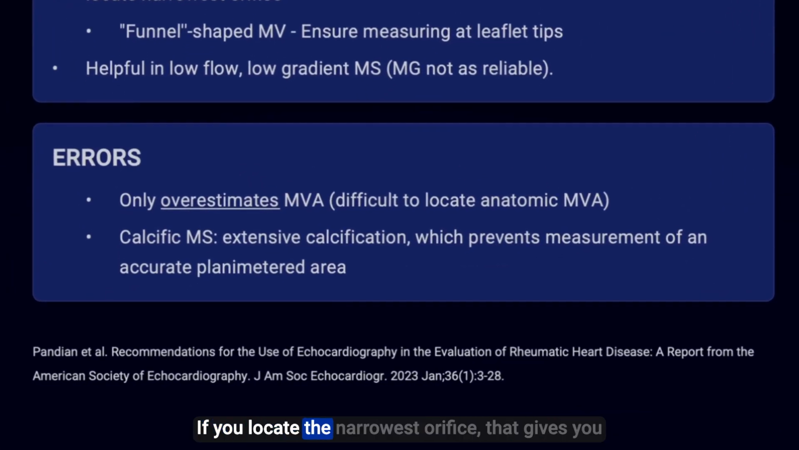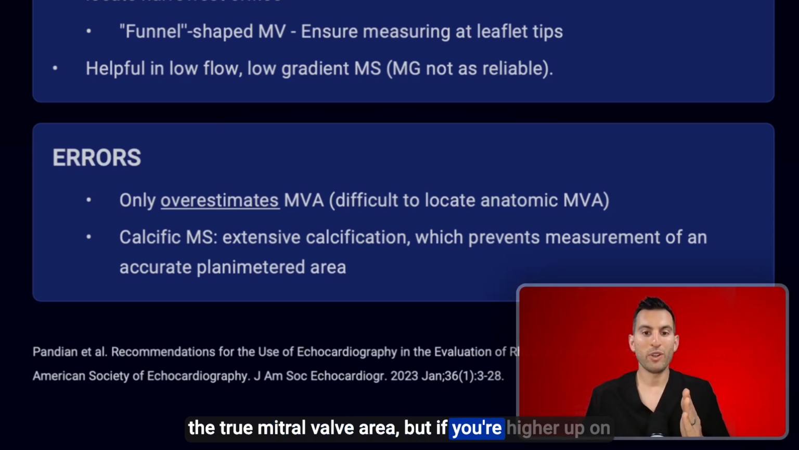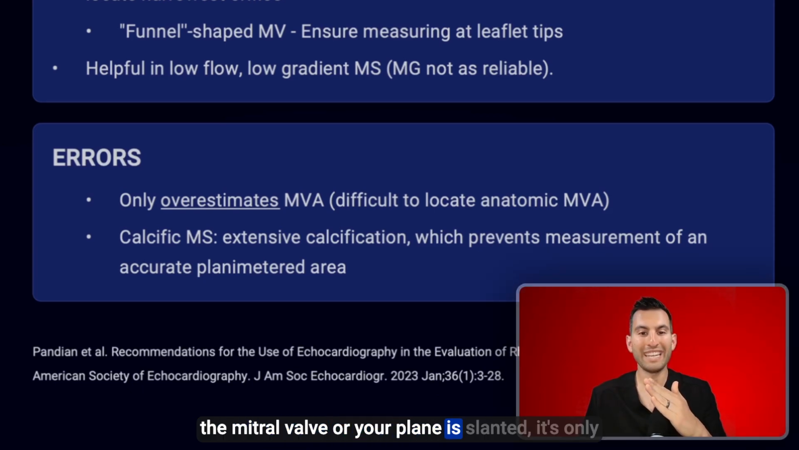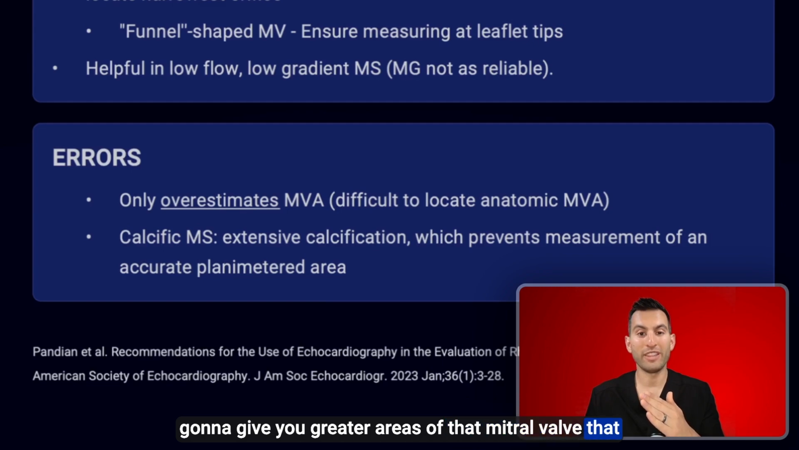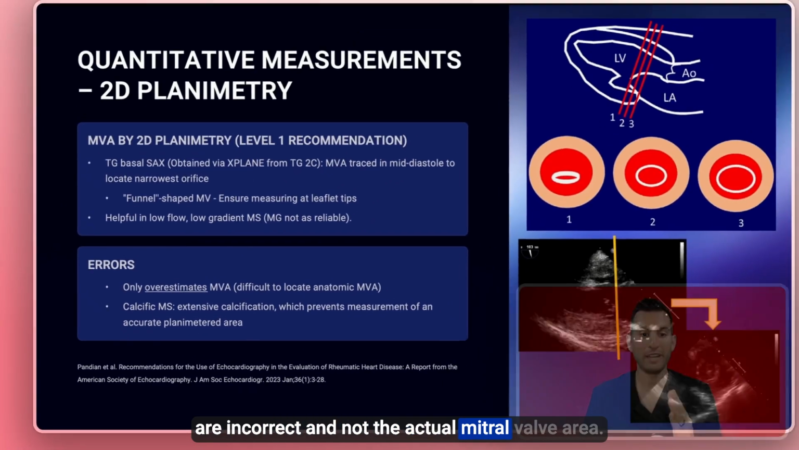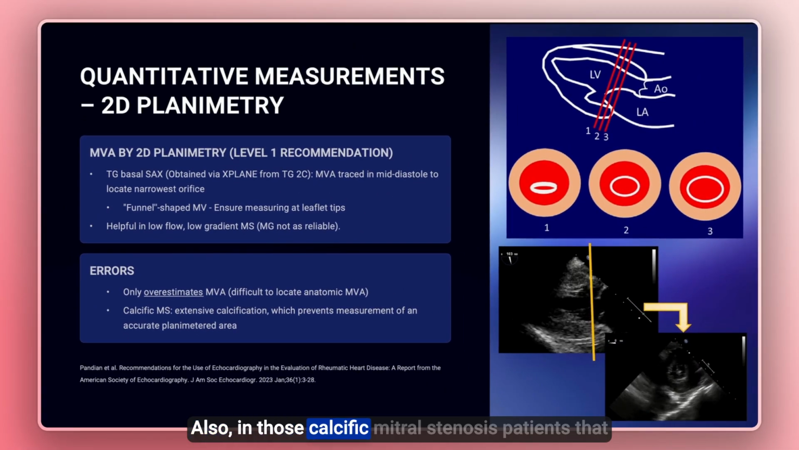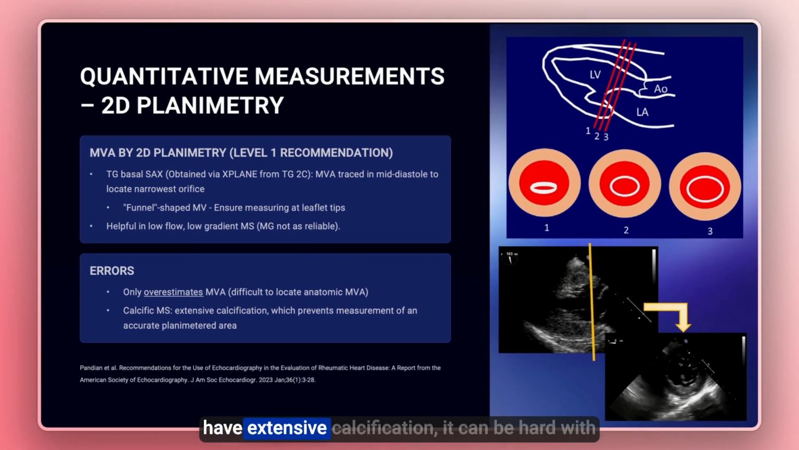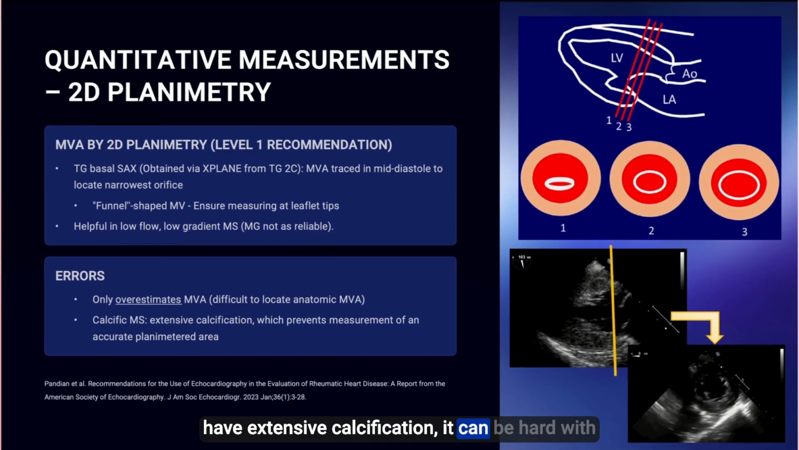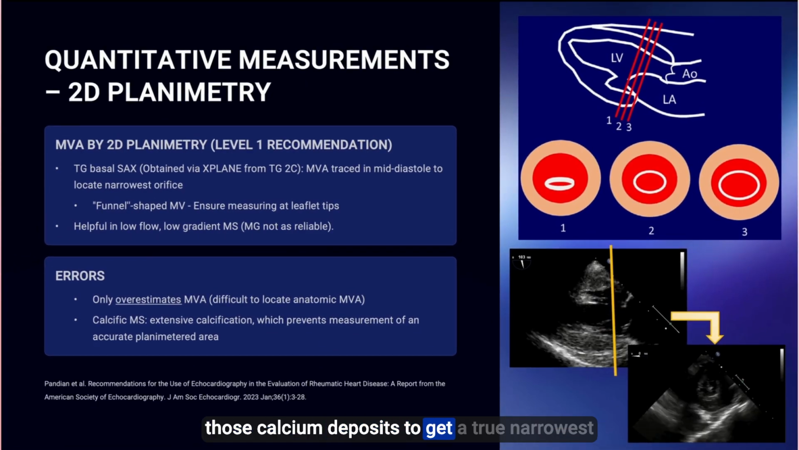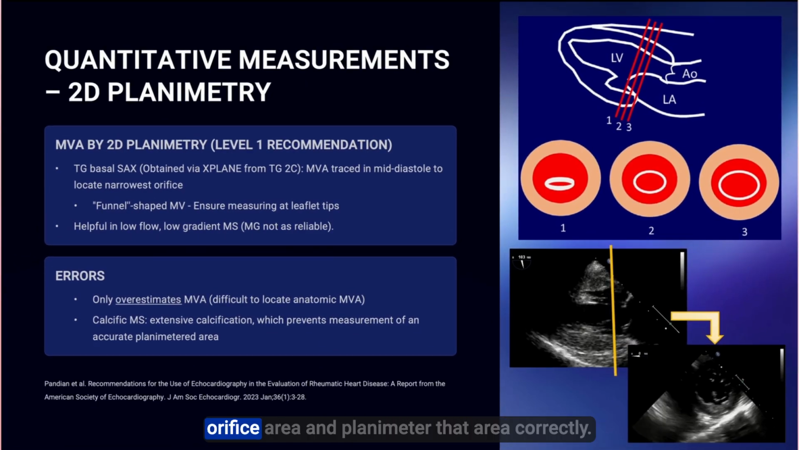Some of the errors you may see in this method are that it can overestimate the mitral valve area. If you locate the narrowest orifice, that gives you the true mitral valve area. But if you're higher up on the mitral valve or your plane is slanted, it's only going to give you greater areas of that mitral valve that are incorrect and not the actual mitral valve area. Also, in those calcific mitral stenosis patients that have extensive calcification, it can be hard with those calcium deposits to get a true narrowest orifice area and planimeter that area correctly.